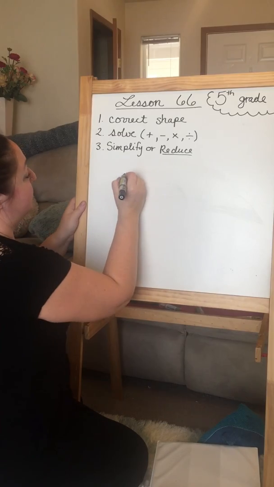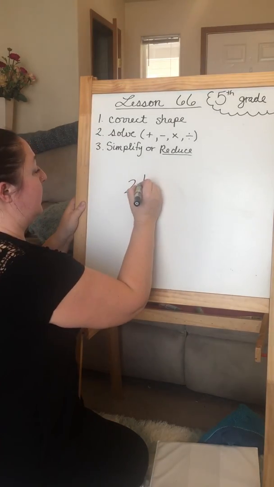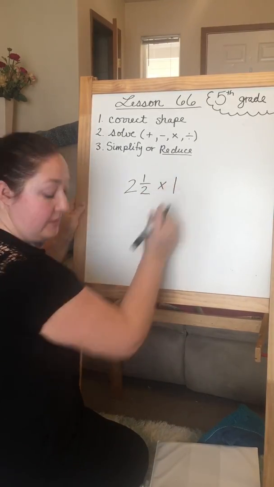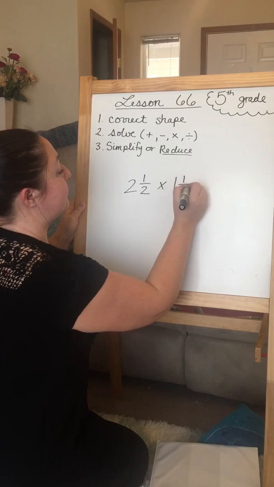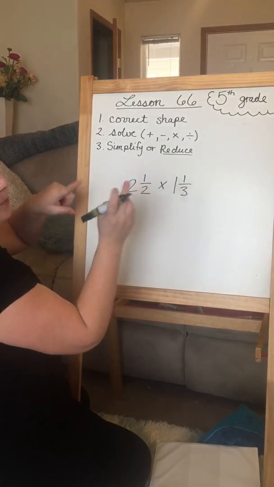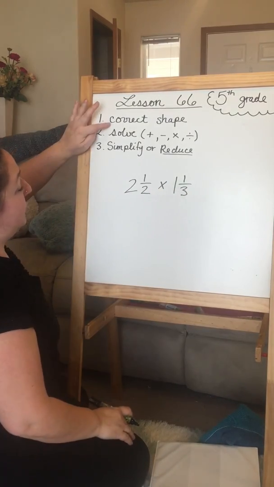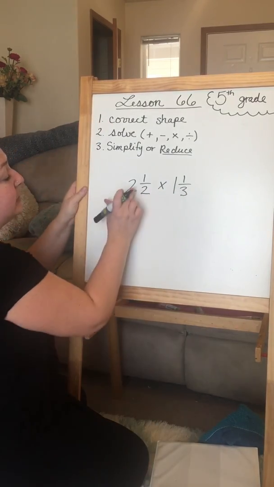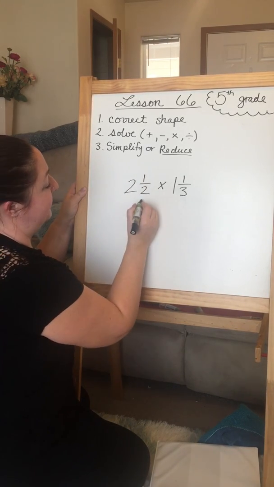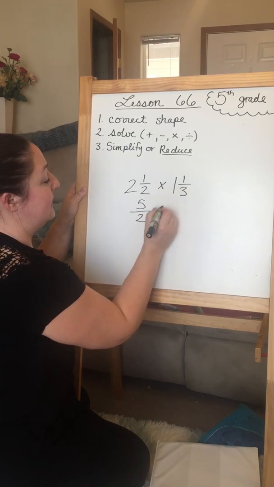Example 2. Multiply, so it's telling us what operation to do. Multiply 2 1/2 by 1 1/3. So now we need to get these mixed numbers into improper fractions so that we can multiply all the way across. But first step, correct shape. We're going to do correct shape. 2 times 2 is 4. 4 plus 1 is 5. Keep the denominator, 5 halves.